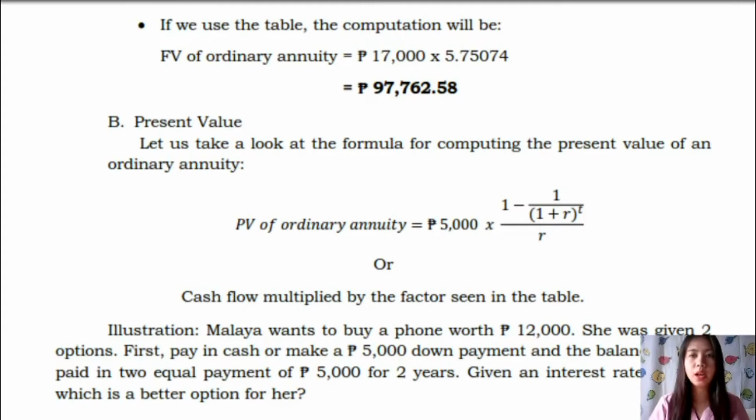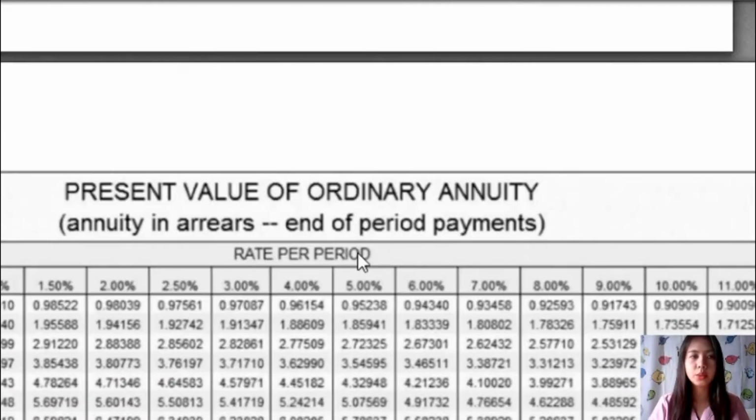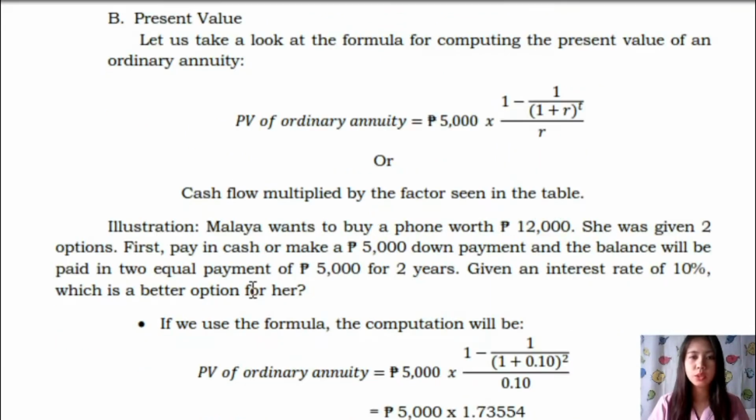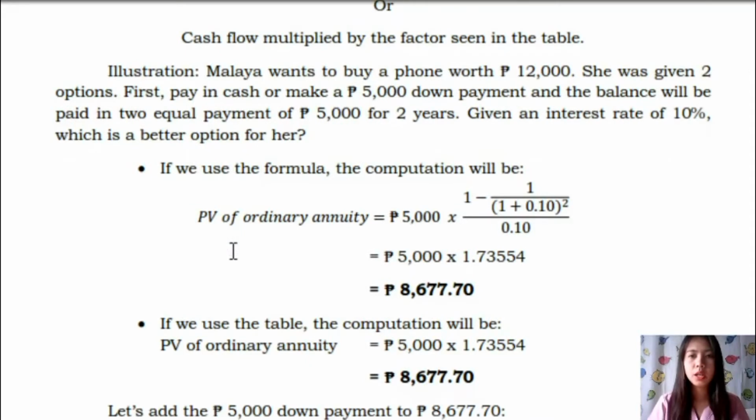table. So we also have a table for the present value of ordinary annuity. Okay, so let's discuss this later in the illustration. But in any way, they are used the same way. Okay, so for illustration, Malaya wants to buy a phone worth 12,000. She was given two options. First, pay in cash or make a 5,000 pesos down payment, and the balance will be paid in two equal payments of 5,000 for 2 years. Given an interest rate of 10%, which is the better option for her?